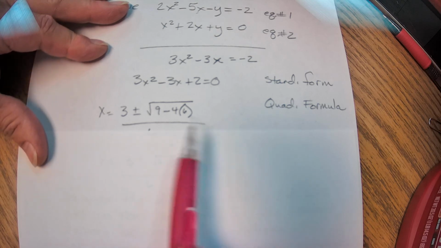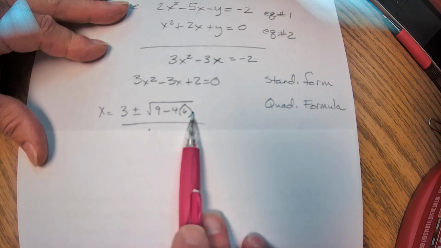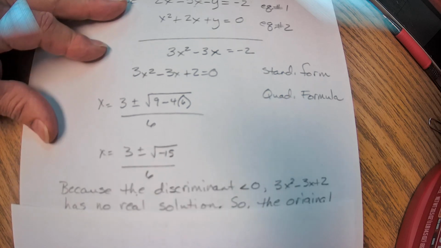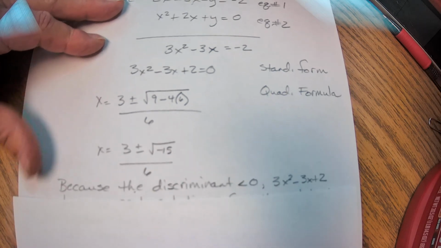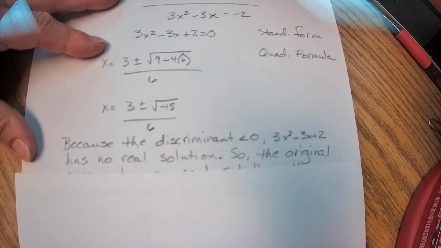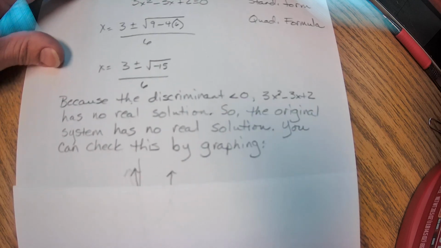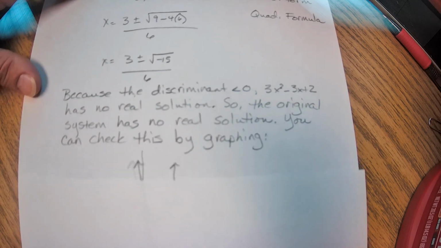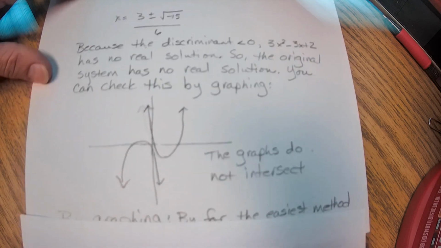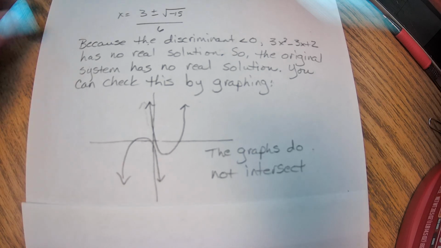Okay, notice that this is going to be -24. 9 minus 24 is negative, which means I'm going to have imaginary numbers. And because the discriminant is less than 0, this system has no real solutions. You can check this by putting both of those systems into your graphing calculator, and you can see it looks somewhat like that. And you can see that those graphs do not intersect.